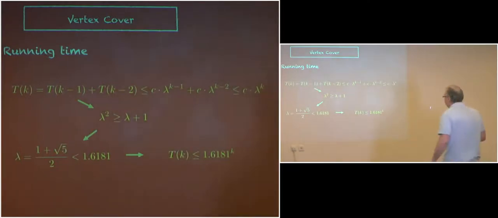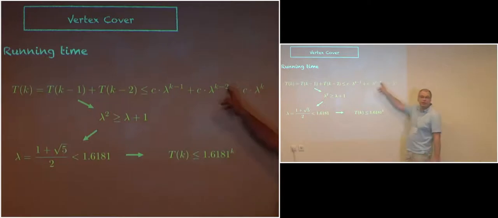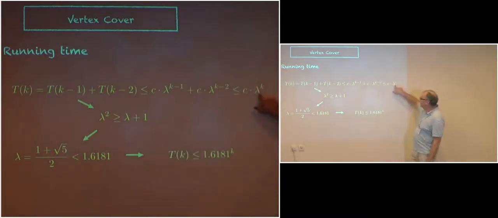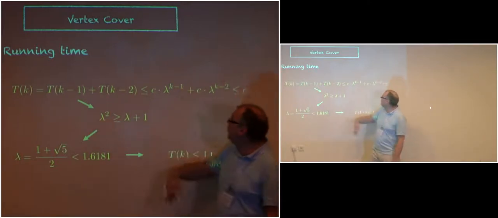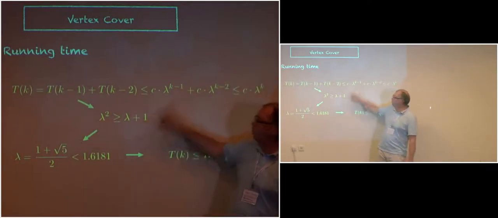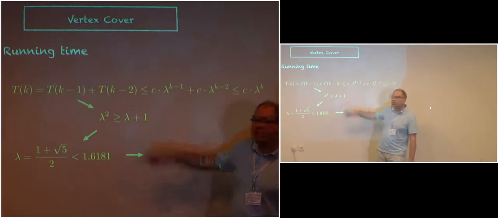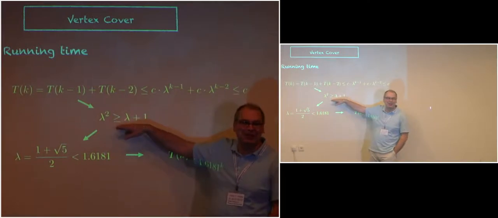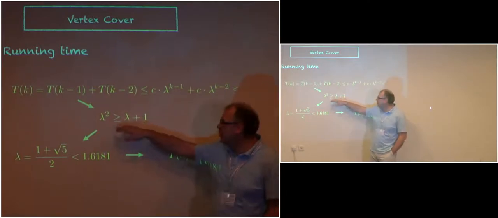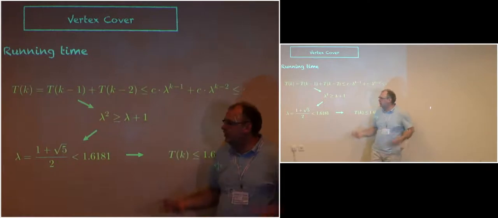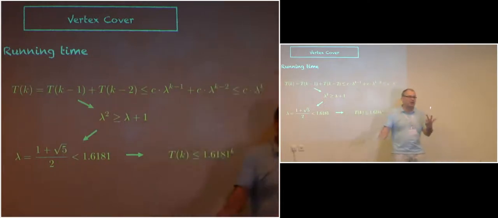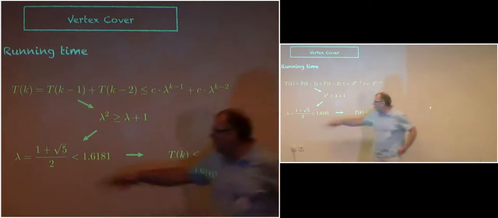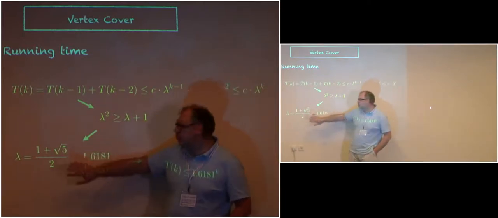So what's happening here? I just divide by lambda to the k minus 2 here and here. So here I have lambda squared, here I have lambda, and here I have 1. This is what I did. Now I still have to do some work: I still have to solve the quadratic equation. If I solve the quadratic equation, it should have 2 roots. One root is negative, which doesn't make sense to me. One root is positive: 1 plus square root of 5 over 2. So what is this number?